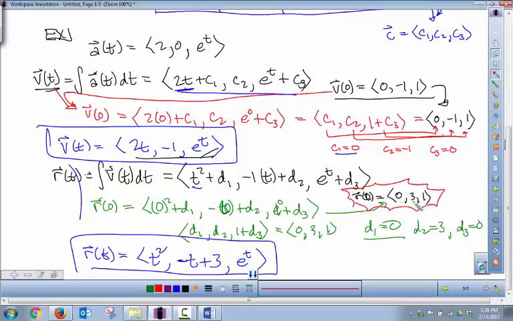But this piece of information depends on what problem you're working on. If we're working on a projectile problem, then this should be given. If it's not given, then you might have to find it using logic and using whatever scenario you're dealing with. Okay.